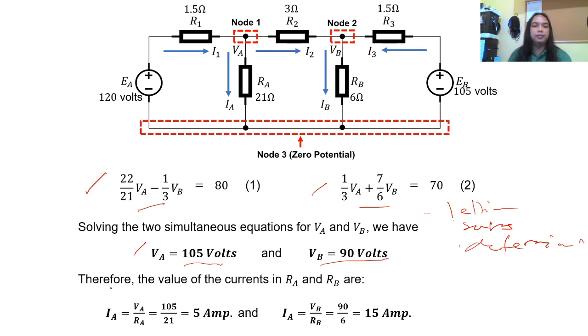Therefore, the values of the currents in RA and RB are, using Ohm's law, current is directly proportional to voltage and inversely proportional to resistance. We can get IA as VA over RA, where RA is equal to 21, so 105 divided by 21 is 5 amperes, and IB is VB over RB, equal to 90 over 6, which is 15 amperes.